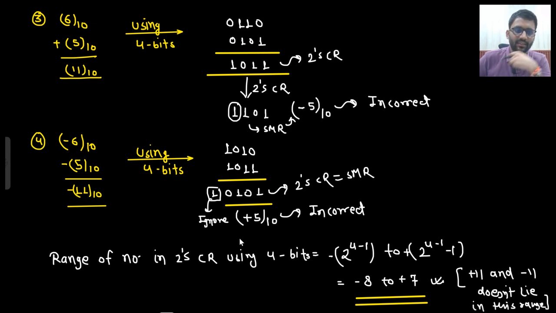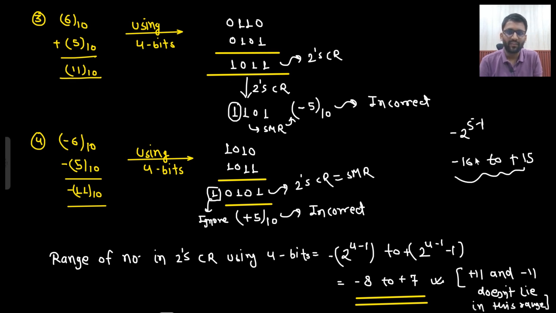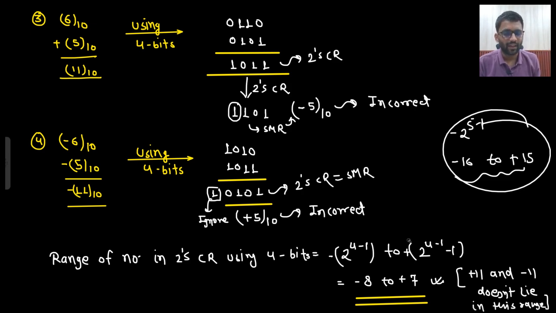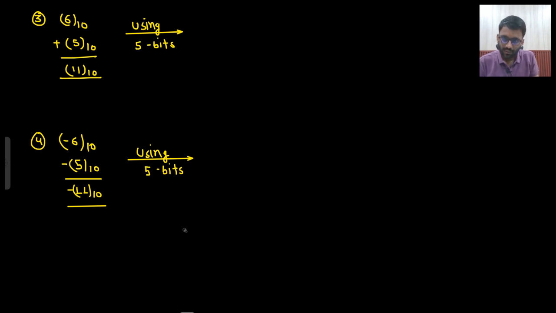How can I get the correct answer? If I represent these numbers in 5 bits, using 5 bits, how many numbers will you get? Minus 2 to the power 5 minus 1, that would be minus 2 to the power 4, minus 16 to plus 15. These many numbers you will get. And plus 11 and minus 11 will lie in this range. So if I represent the number in 5 bits and perform the calculation, you will get the correct answer. Do the same calculation using 5 bits. What will be the 2's complement using 5 bits? That would be this. And what about this? That would be this. Perform the addition.